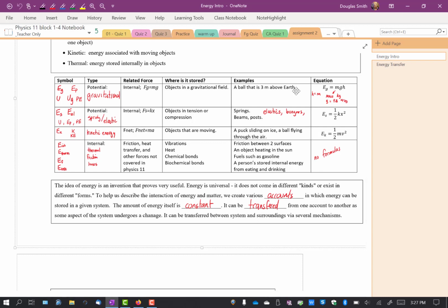At the beginning, it has a bunch of gravitational energy, and if it's not moving, it doesn't have any kinetic energy. But if we let go of the ball, as this ball is dropping, its gravitational energy is decreasing, but because it's speeding up as it drops, the kinetic energy increases, and the total energy will always stay the same.